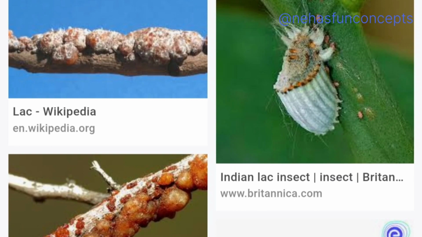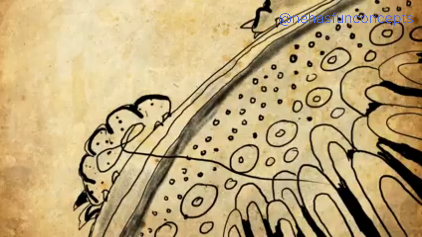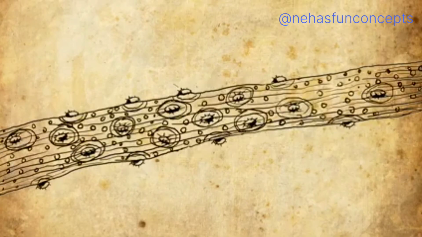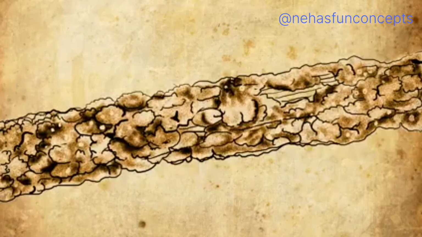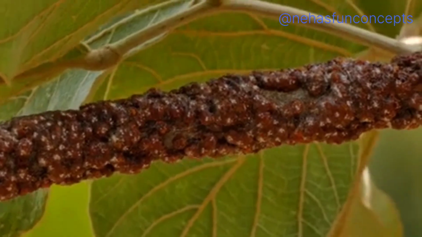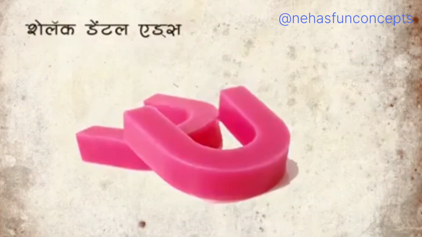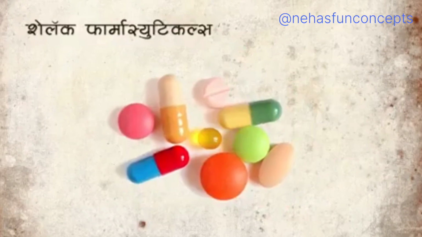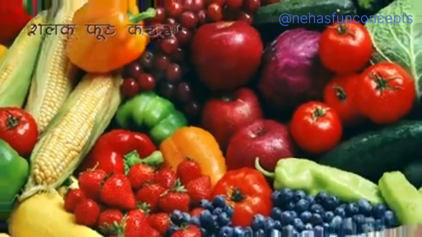Lac is also a useful insect. Lac insects usually grow on the banyan trees. They secrete a semi-solid substance called lac. The lac obtained from the lac insects is used in paints, varnishes, printing ink, and for making bangles and similar things.